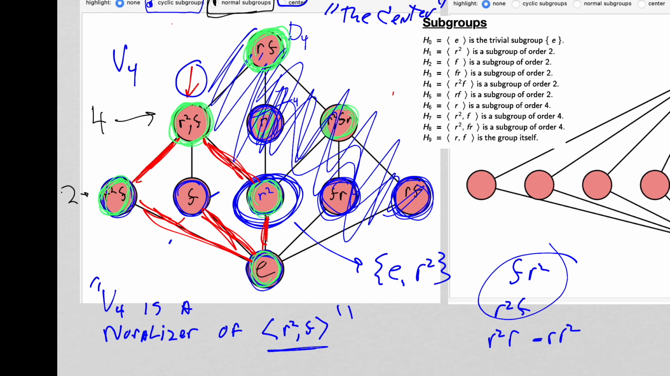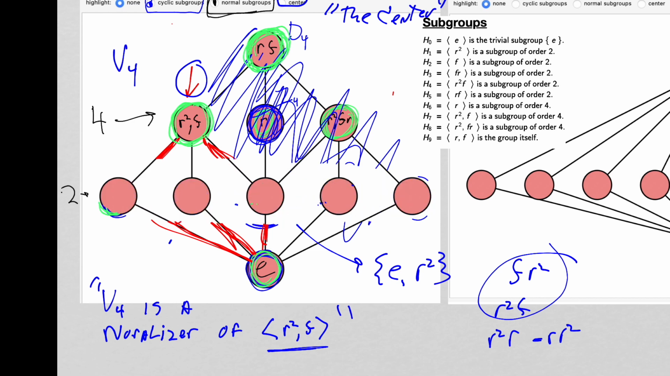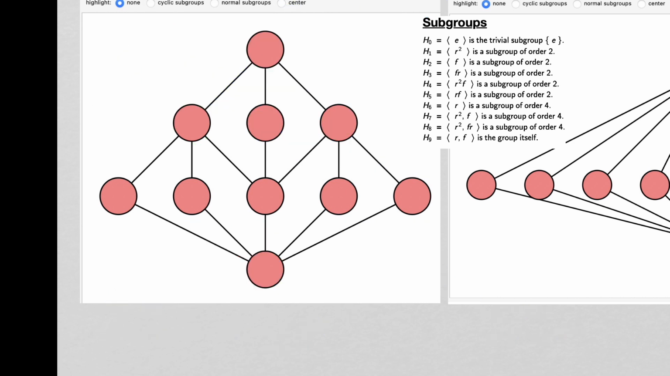Now, instead of an element that normalizes the set, we're looking for the smallest subgroup of D4 that normalizes a given non-normal subgroup. So let me erase all the ink. D4 is up here, and we have R squared F, and we have F. We're looking for the smallest subgroup that contains the subgroup F, and every element of that subgroup normalizes F. And that's called the normalizer of F in G.